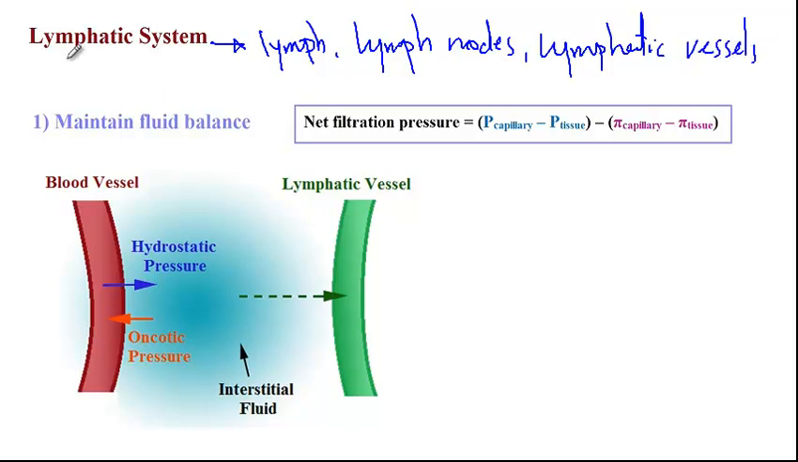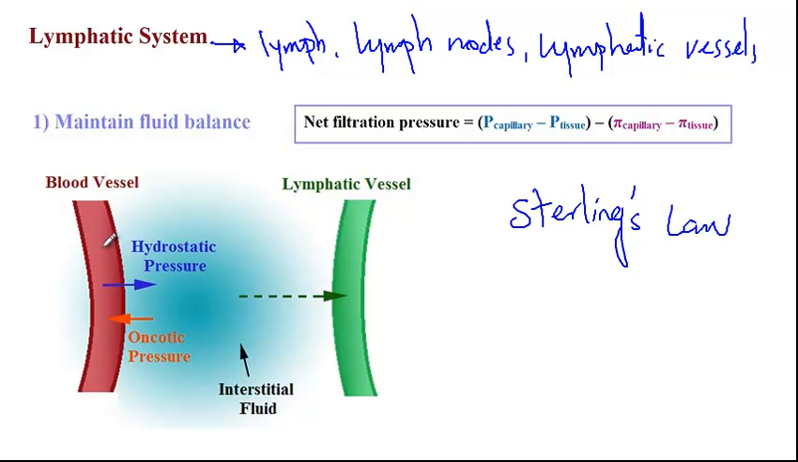And number one function of the lymphatic system is to maintain fluid balance. So what happens in the blood vessels is that according to Starling's law, movement of fluid from blood vessel into the interstitial fluid is being influenced by two factors. One is the hydrostatic pressure in the blood vessels. So the higher the blood pressure, the more fluid is pushed out into the interstitial space.